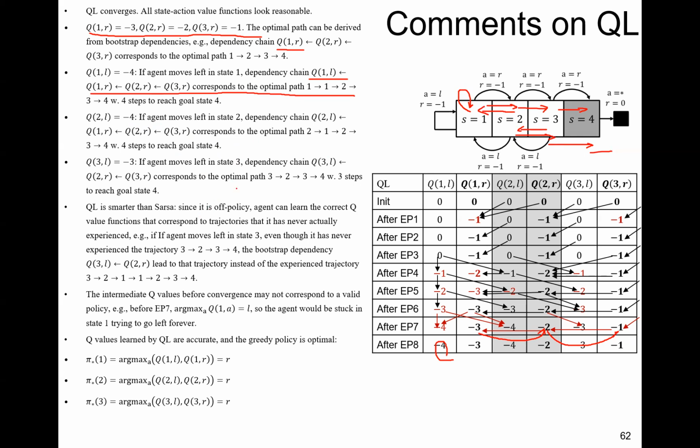So you can see Q learning is smarter than Sarsa. Since it's off policy, the agent can learn the correct Q values that correspond to trajectories that it has never experienced. For example, the agent moves left in state 3, even though it has never experienced the trajectory 3, 2, 3, 4. The bootstrap dependency: Q3 left bootstraps off of Q2 right, which leads to that trajectory, instead of the experienced trajectory 3, 2, 1, 1, 2, 3, 4.